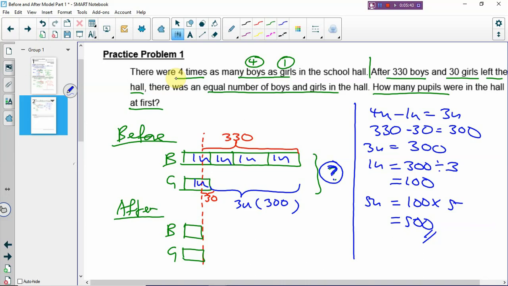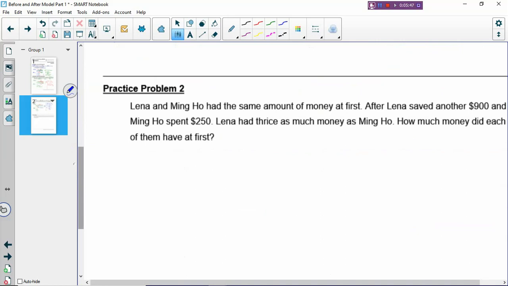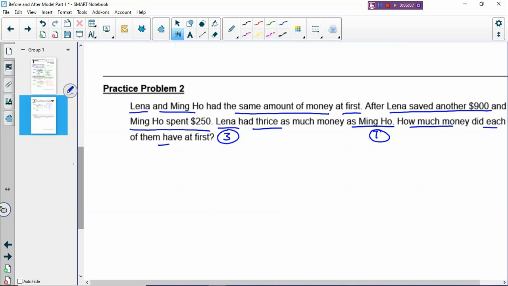Alright, let's look at another practice problem. Now, Lina and Mingho had the same amount of money at first. Lina saved another $900 and Mingho spent $250. And then Lina had twice as much as Mingho. So Mingho must be 1 time and Lina has 3 times in the end. So how much money did each of them have at first?